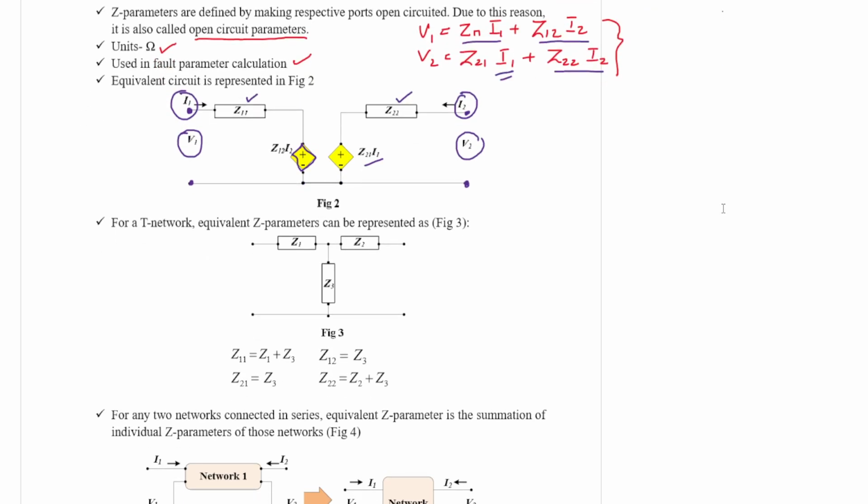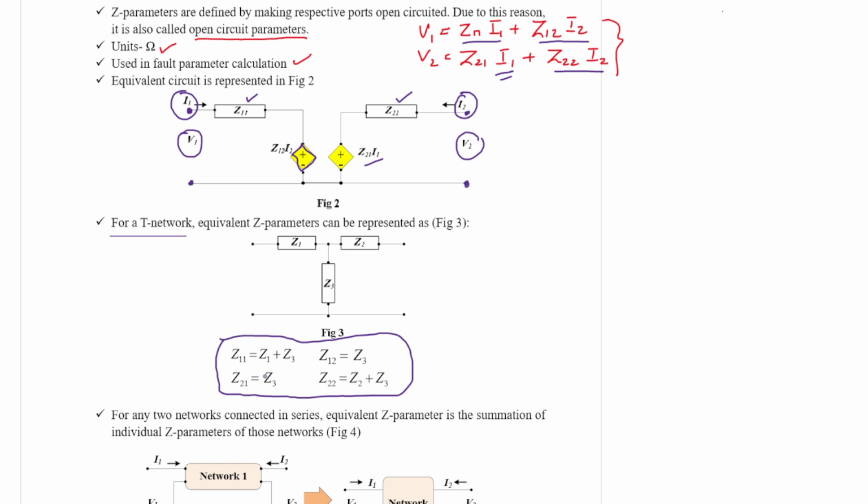Now some additional information. Suppose we have a network like this. It is a T network. If you have a T network like this and these three elements are represented in ohm, then the equivalent Z parameters are represented by this. You don't need to solve, you can directly use this result.